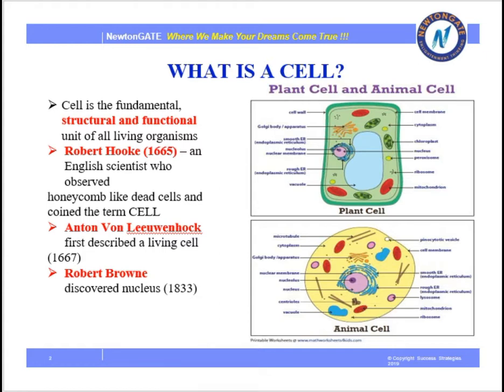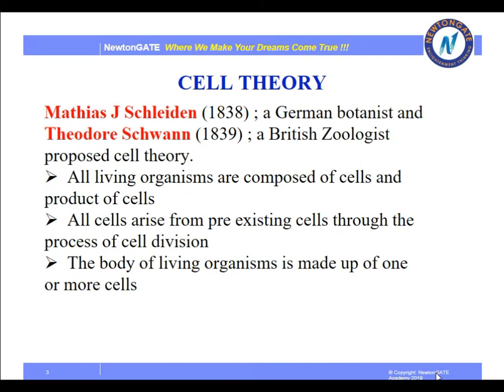Robert Hooke, an English scientist, in the year 1665 observed honeycomb-like dead cells and coined the term cells. In the year 1667, Anton van Leeuwenhoek first described a living cell, and in the year 1833, Robert Brown discovered the nucleus. Now, we will discuss the cell theory.